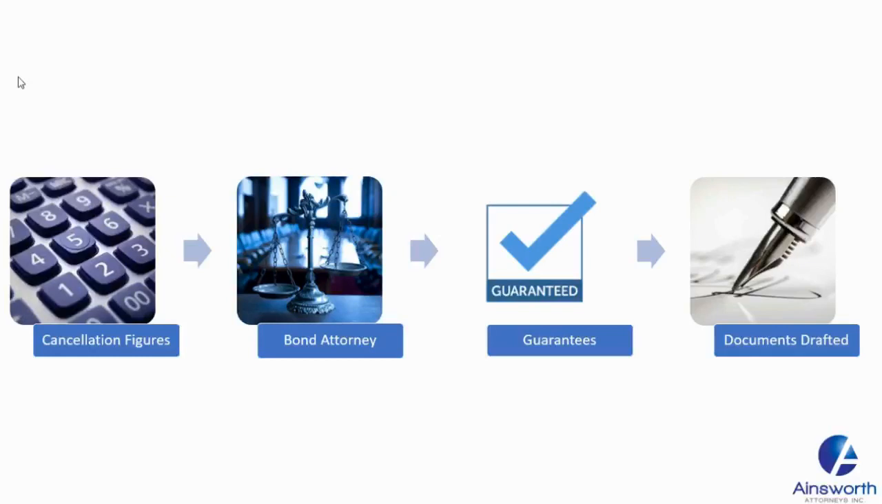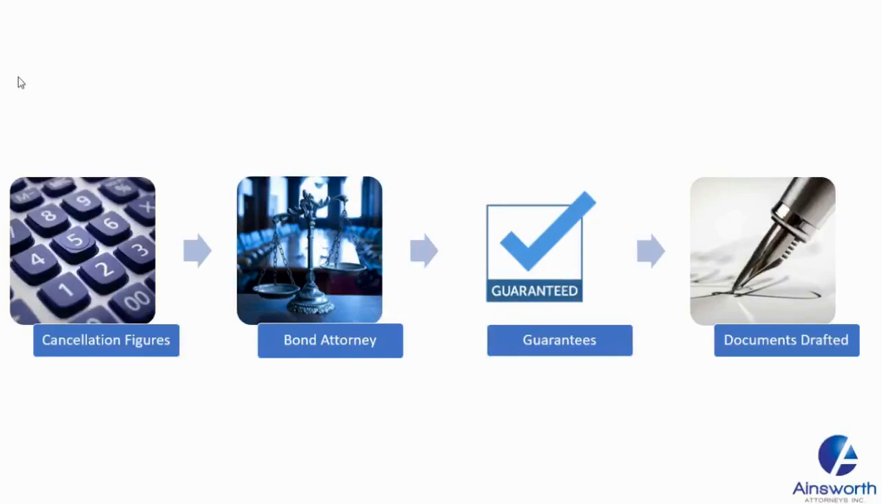The conveyancer requests cancellation figures from the bank holding the existing mortgage bond over the property. The cancellation figures are then sent to the buyer's bond attorneys, and the bond attorneys will issue guarantees to cancel the existing bond.